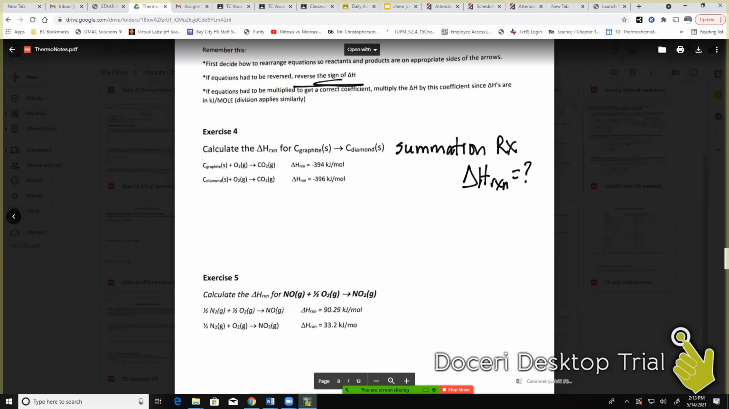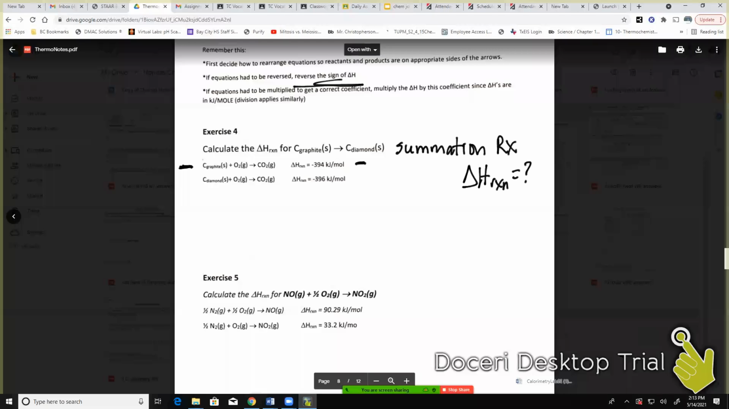If equations have to be multiplied to get a correct coefficient, then you also have to multiply that coefficient by the delta H, or divide if that's what you need to do. So basically, whatever you do to these equations, you also have to do to their delta H. So we'll start off with this simple one.